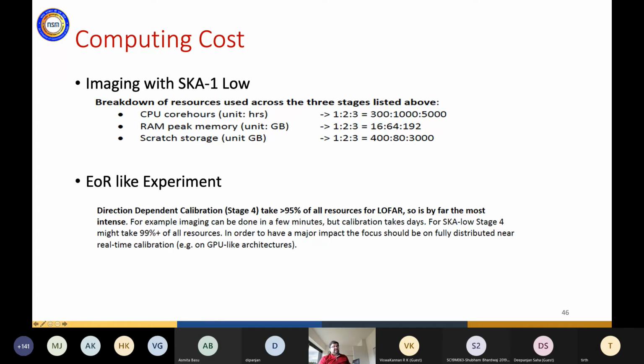This is a regime change again, because initially most of the computing cost was imaging based. Now it is going into direction dependent calibration. No wonder, because depending on how many lines of sight you want to calibrate, this will actually grow.